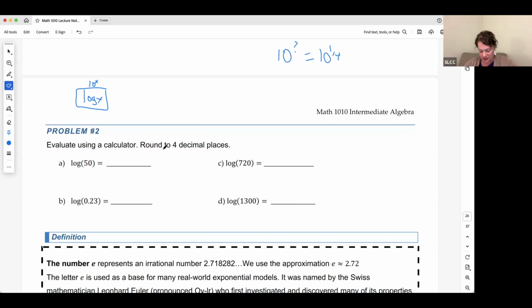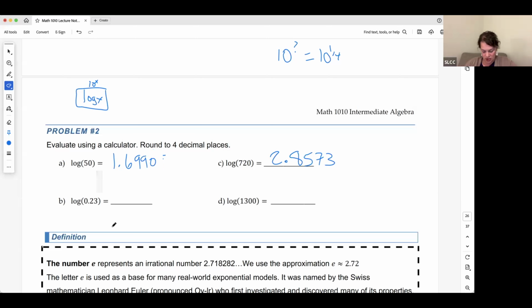So sometimes you punch 50 and then you punch log. Sometimes you punch log and then you punch 50. So see what works for your calculator. So 1.69, that rounds up to a 10 and that rounds up to a 9. Okay, let's try 720. So now the log of 720, this will be 2.85733. So it stays the same. 8573, and the next one's a 3, so we're good.